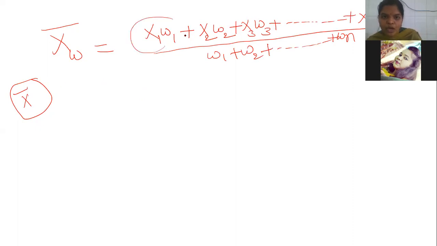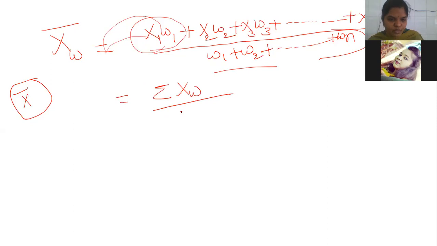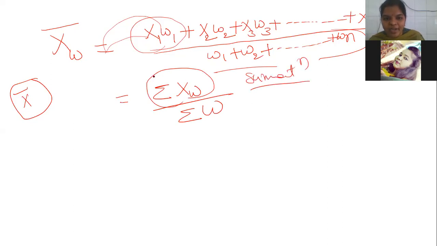So here we are multiplying our variable with respect to the weights, which is divided by the summation of the weights. Did you get what I told you, the definition? Then it will be written as sigma x of w divided by sigma w. Sigma is called the summation, right? So this is the summation of this, and sigma w is w1 plus w2, like that.